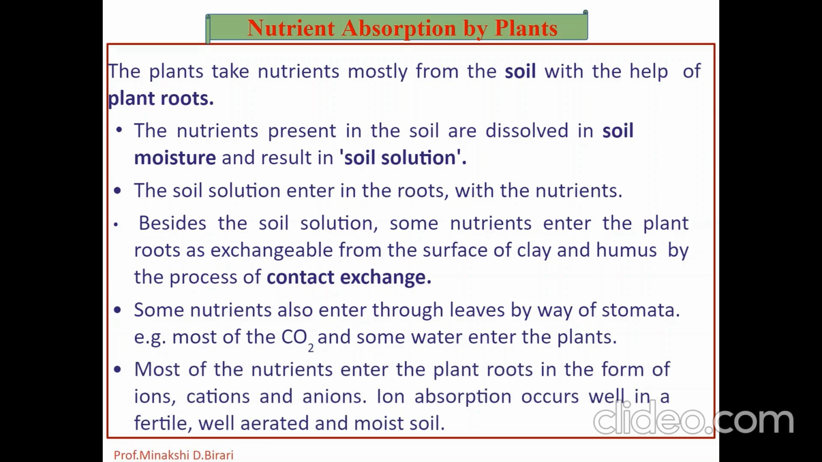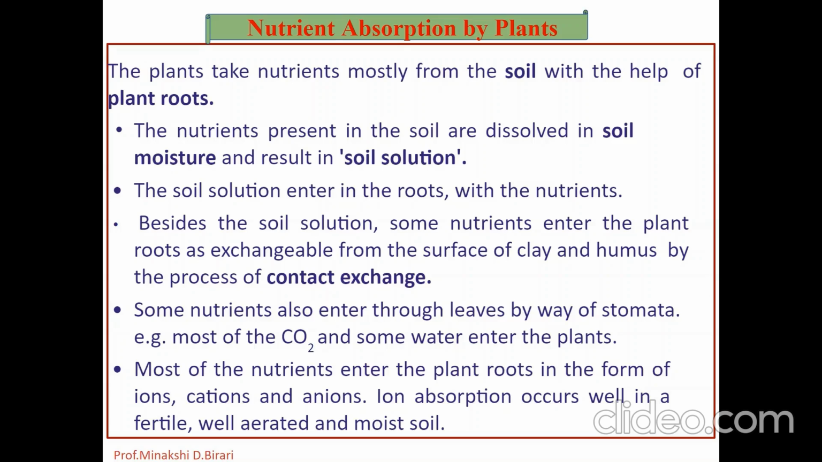Most of the nutrients enter the plant's root in the form of ions, that may be cations and anions. Ion absorption occurs well in a fertile, well aerated and moist soil. In a fertile soil, the amount and the balance of these ions are reasonable. So these nutrients must be absorbed from the soil for the growth of plants.